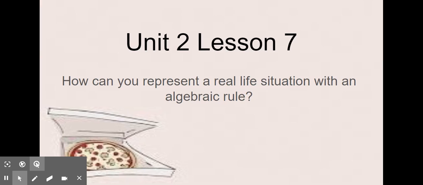Today we are going to be talking about how you can represent a real-life situation with an algebraic rule. You are going to notice that several of the things that we are doing are review of what we have been working on the rest of this unit. You're going to see a graph of a proportional relationship. You're going to see tables. You're also going to see how this is related to a situation that we all love, pizza.